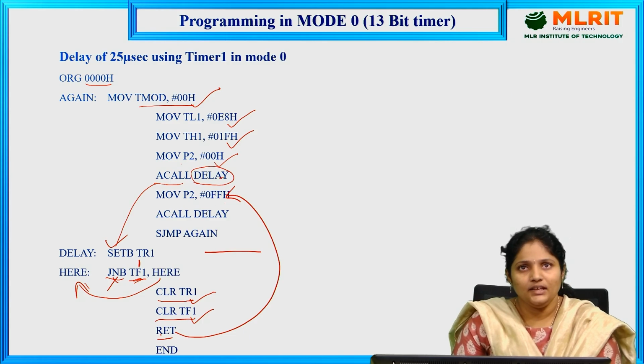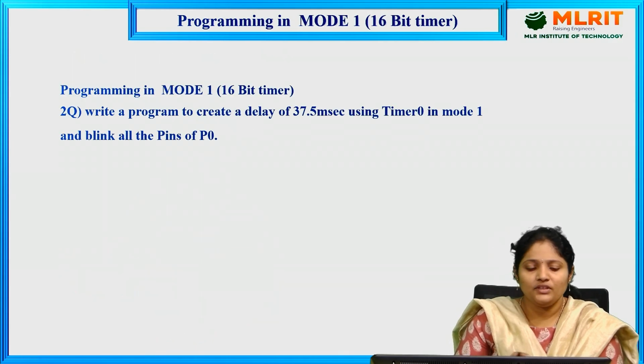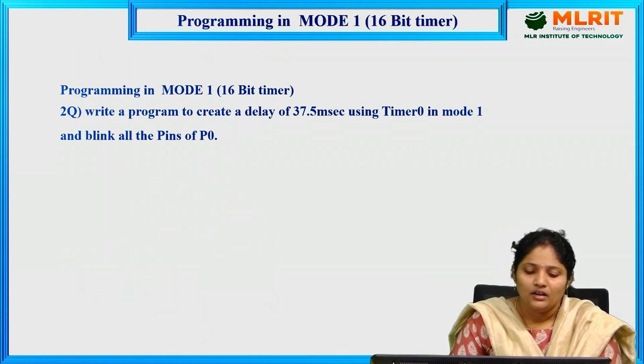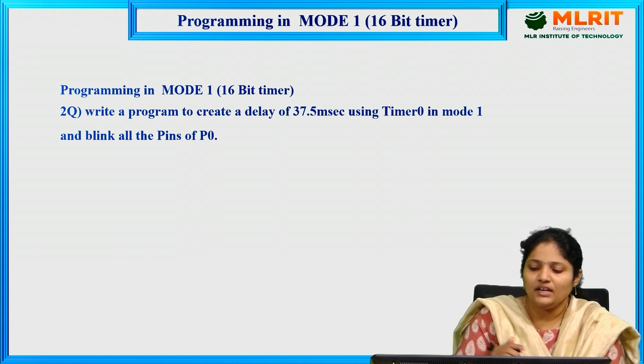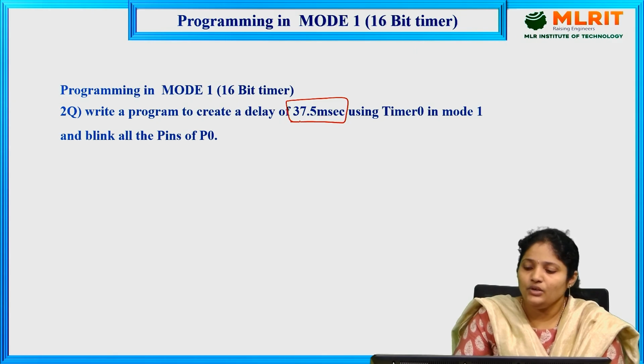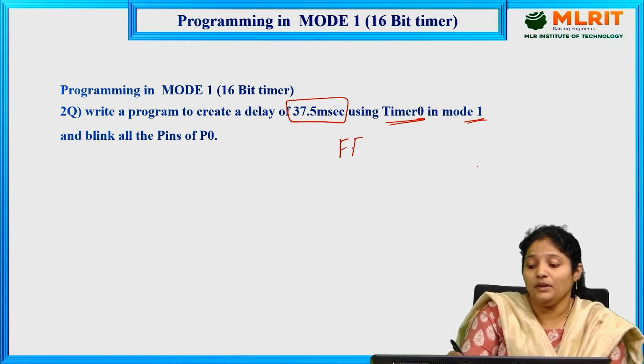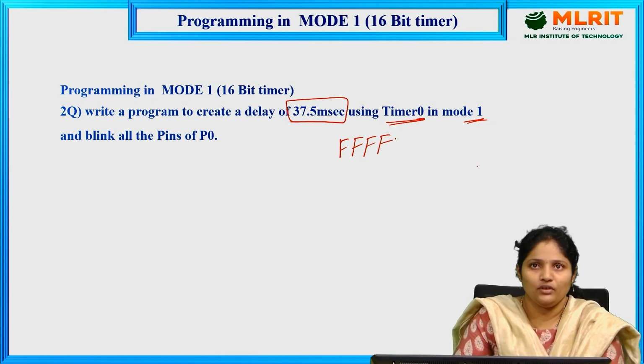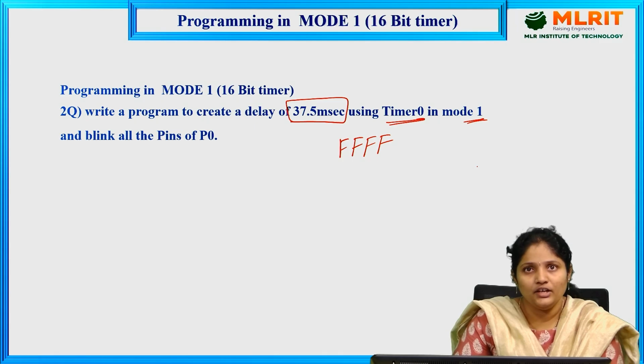Okay, let us see how we will write the program in mode 1. This is the question: write a program to create a delay of 37.5 milliseconds using timer 0. Here timer 0 is used, and we need to use mode 1. The maximum size of mode 1 is full mode, so it is 16-bit mode, and the maximum size is all four Fs. Here also the same steps will be performed, but the values loaded into TMOD, TH and TL will differ.